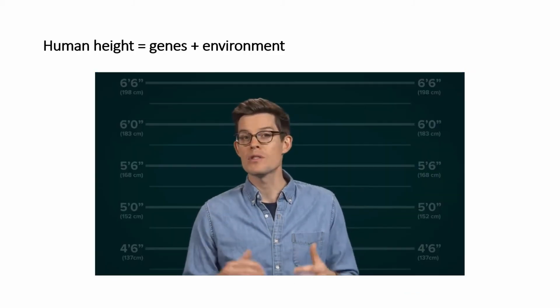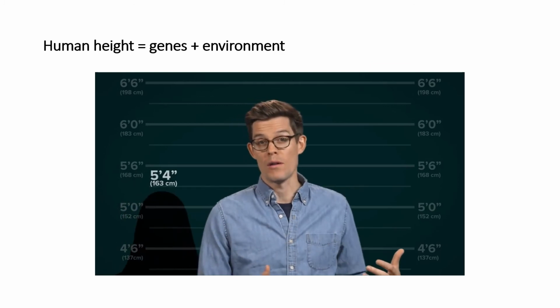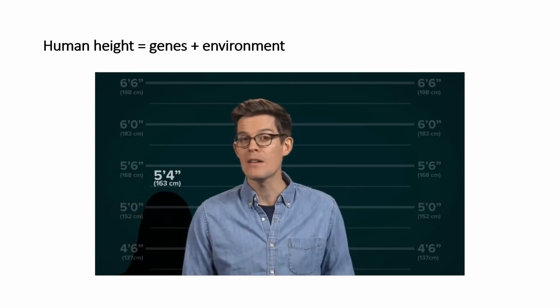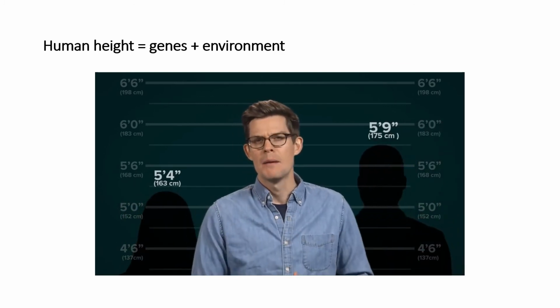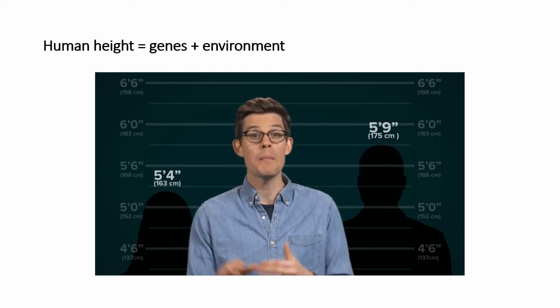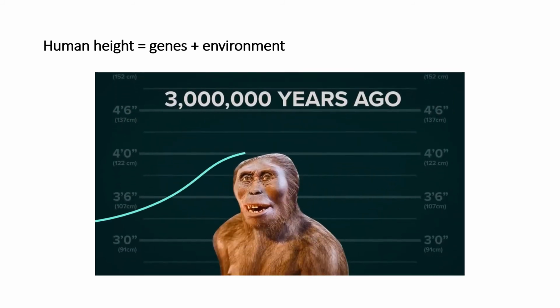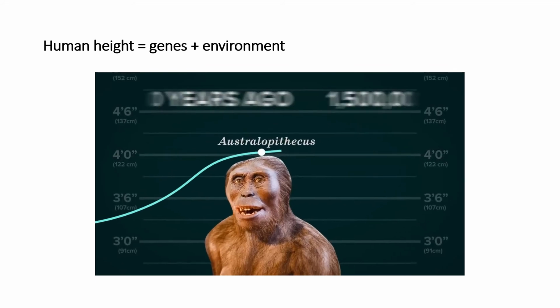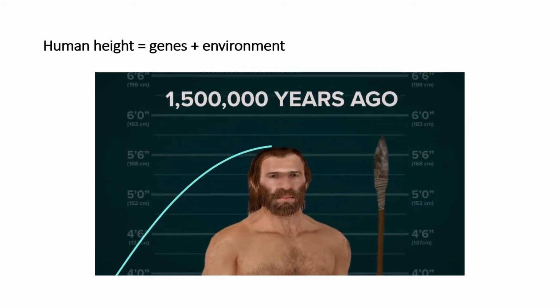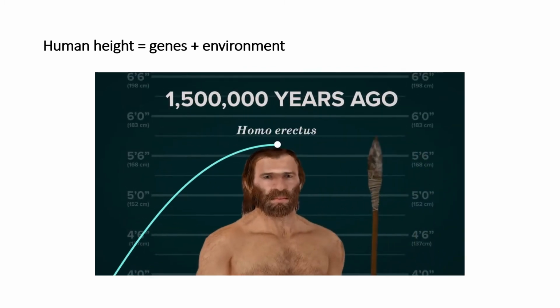These days, the average American woman is about 5'4", while the average Joe American male is about 5'9". But human height has had its ups and downs over the centuries. 3 million years ago, our ancestor Australopithecus only stood about 4 feet tall. 1.5 million years later, Homo erectus, the first early human to use complex tools, reached up to 5'7".